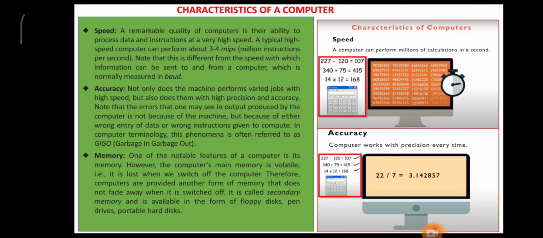Here, characteristics of a computer. There are many characteristics. We will go through one at a time. Speed. A remarkable quality of computers is their ability to process data and instructions at a very high speed. A typical high-speed computer can perform about 3 to 4 MIPS, which is million instructions per second. So in a second, a million instructions can be performed.